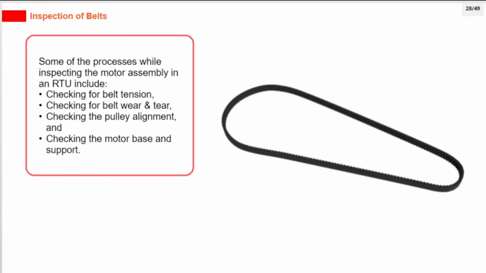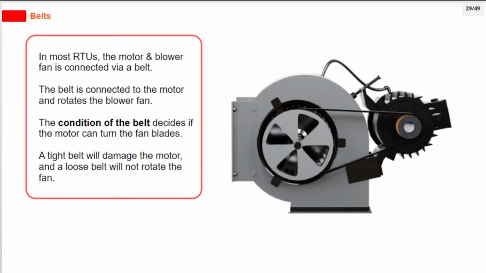Some of the processes while inspecting the motor assembly in an RTU include checking for belt tension, checking for belt wear and tear, checking the pulley alignment, and checking the motor base and support. In most RTUs, the motor and blower fan are connected via a belt. The belt is connected to the motor and rotates the blower fan. The condition of the belt decides if the motor can turn the fan blades. A tight belt will damage the motor, and a loose belt will not rotate the fan.